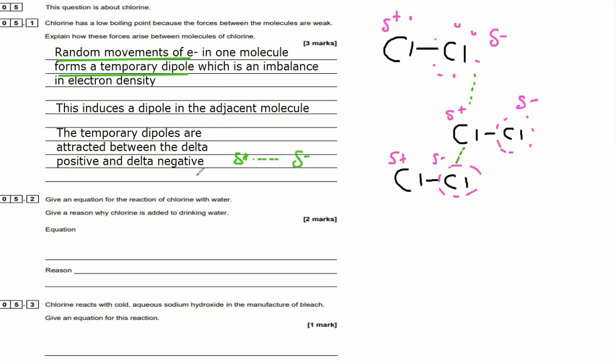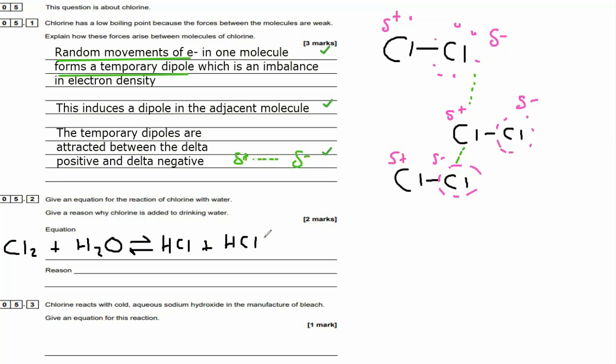5.2. Give an equation for the reaction of chlorine with water. Give a reason why chlorine is added to drinking water. So we want to do Cl2 here, obviously, chlorine, and H2O, which is water. Chlorine's a gas, and water's a liquid. Anyway, they're going to form hydrochloric acid and hydrogen chlorate.